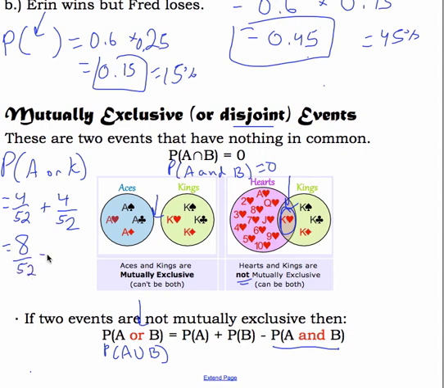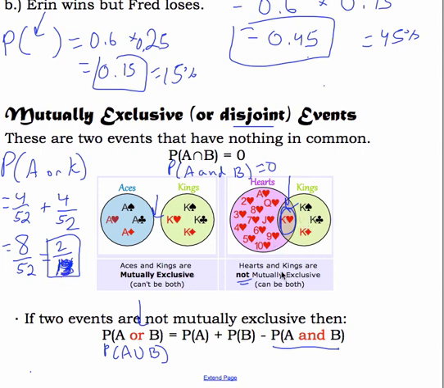You can simplify that to, I think if you divide them both by 4, you get 2 out of 13. So it's actually 2 out of 13 probability that you'll get an ace or a king. 13, that's 14, I'm sorry. 2 out of 14. No, that's 13, sorry, I was right the first time. 2 out of 13.